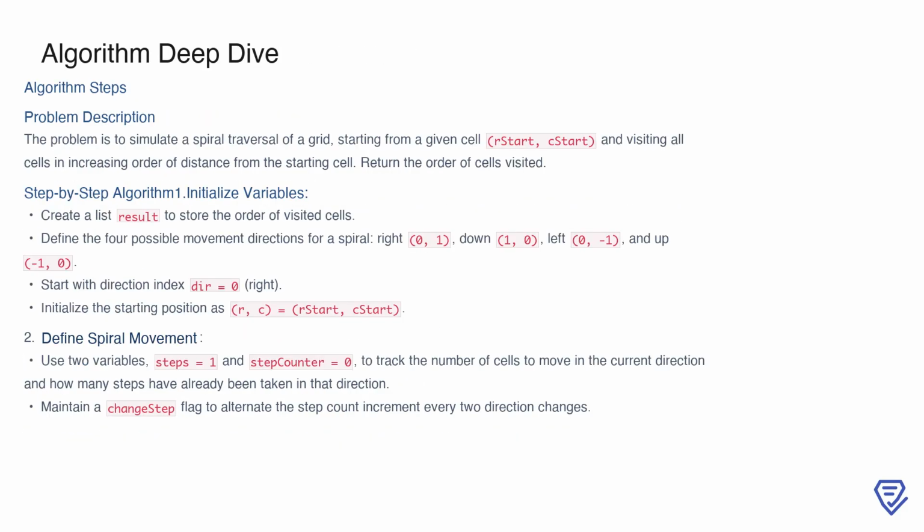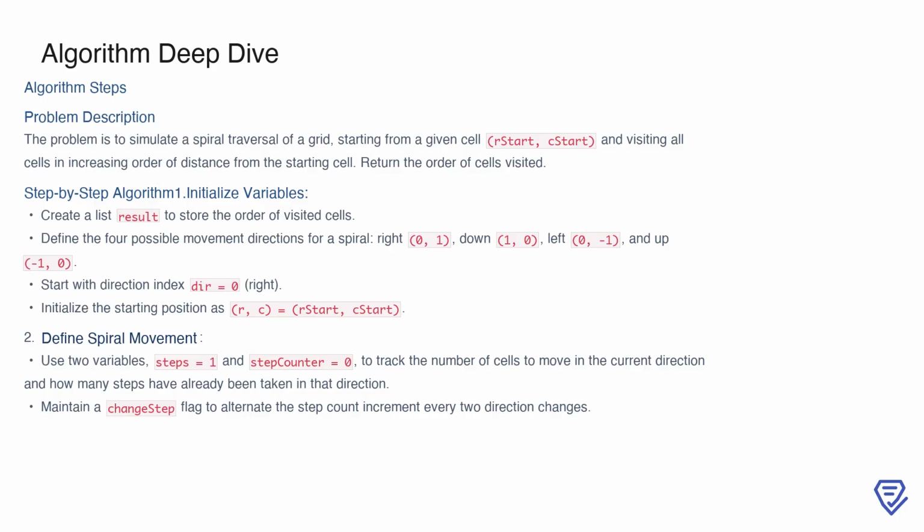To solve the Spiral Matrix 3 problem, we need to simulate a spiral traversal starting from a given cell and expanding outward. The challenge is to visit all cells in a grid while maintaining the correct traversal order. The first step is to initialize the necessary variables. We create a result list to store the order of visited cells.